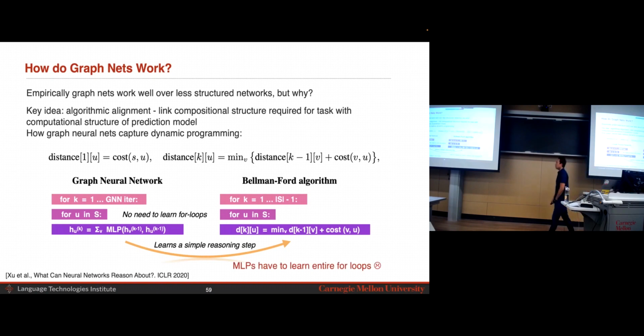But the issue is that an MLP doesn't have all these things, right? It doesn't have GNN iterations. It doesn't iterate over all nodes in a symmetric way. It doesn't have this aggregation that respects the structure of the node with all other nodes. It's just one MLP. So for an MLP to learn this, it must learn the for loops, all layers of for loops, and also learn the recursive function inside. And that makes it very difficult. You can look at this paper for a more precise formalism of what it means to be difficult.